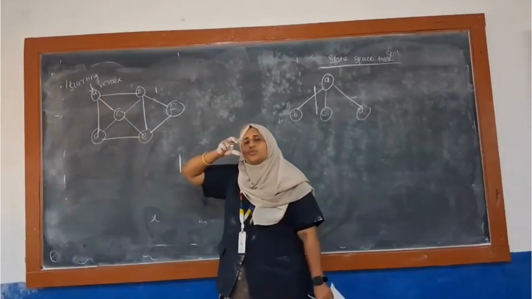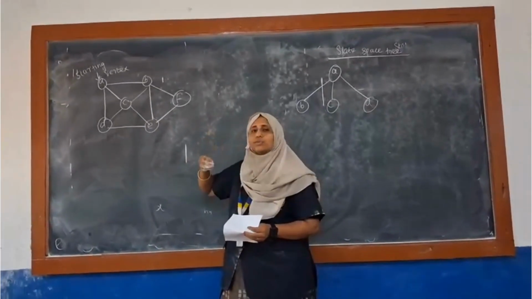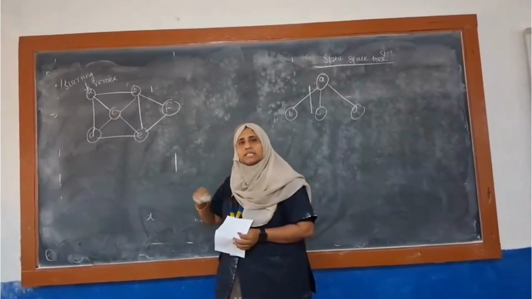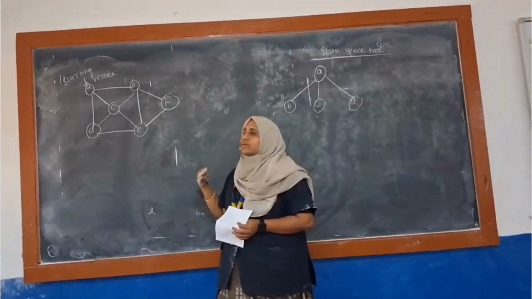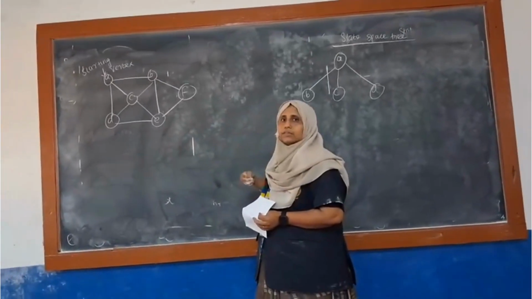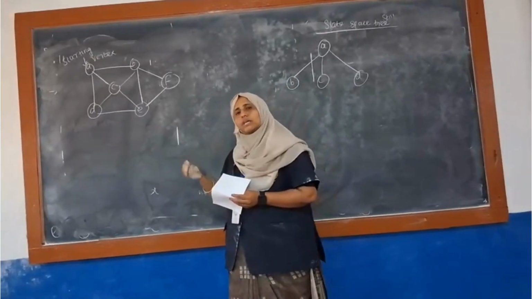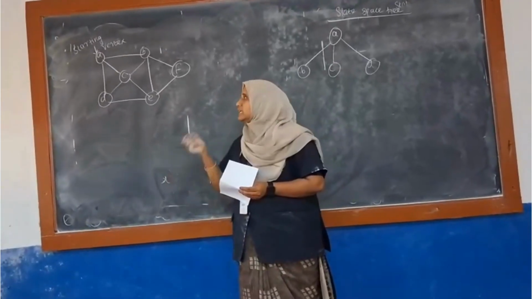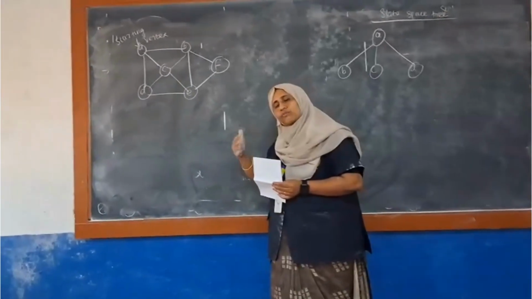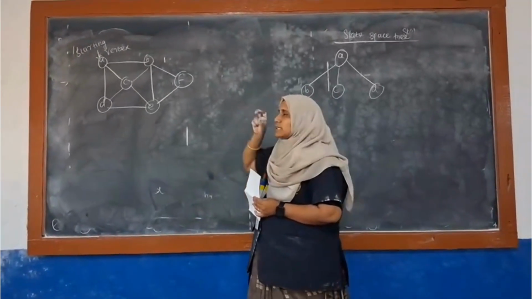From the root node, you are going to create the next level of nodes. Whenever there is no next level component further, that is the dead end. You cannot go to further nodes. So that is what a dead end is.